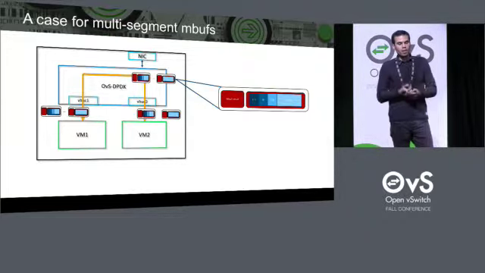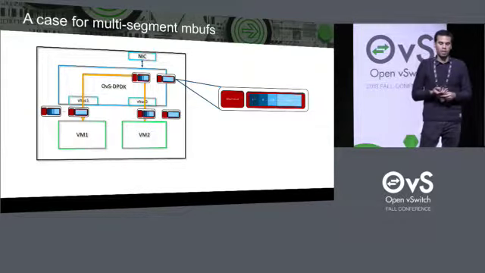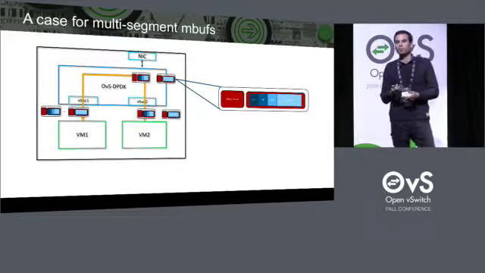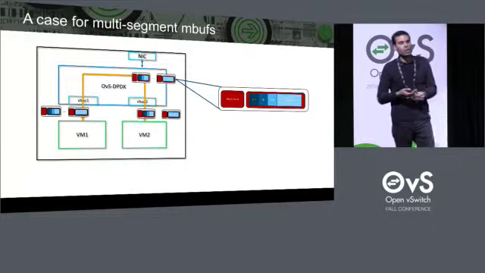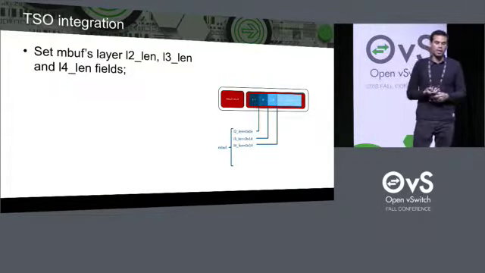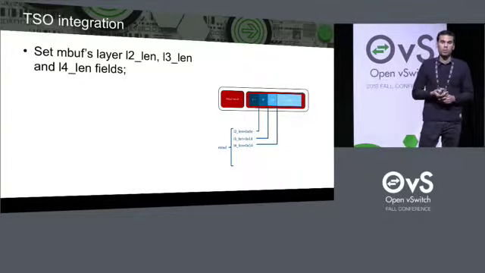So instead of the packet data being represented by a single MBUF, we would have the packet data being represented by a chain of MBUFs. And so now, if we want to integrate this with TSO, for each packet that we want to transmit, we need to tell DPDK not only that this packet is to be offloaded, but how to offload that packet. So we start by setting the L2, the L3, and the L4 length fields in the MBUF struct, so that this tells DPDK the size of each header in the packet.